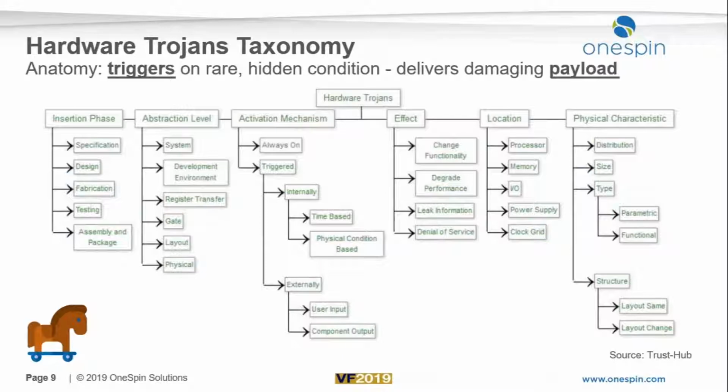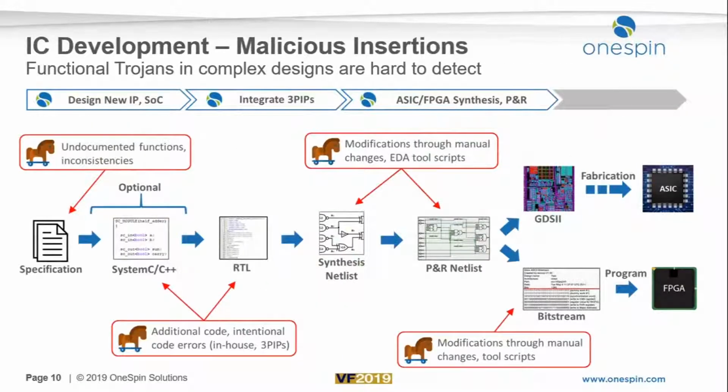You can Google it. So if we look at the IC development steps, as we said, you can have malicious insertion in all the steps. From OneSpin's point of view, we look at these steps. For example, we do not have technology to detect insertions done in the GDS2. Again, it's a huge problem. Obviously, we don't cover all of it. We cover a portion of it, which is really this part.